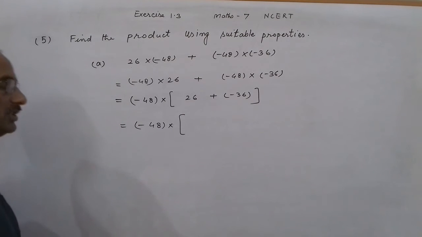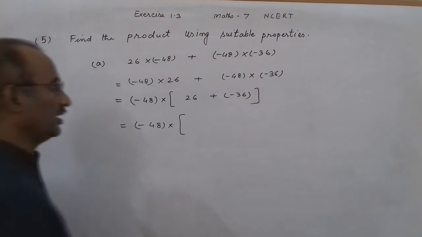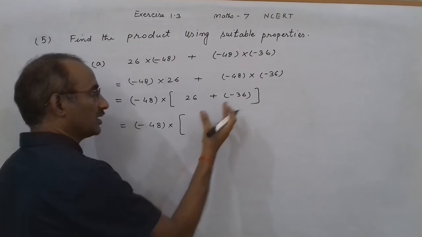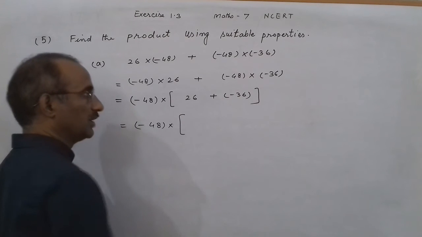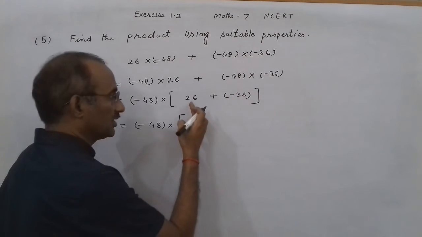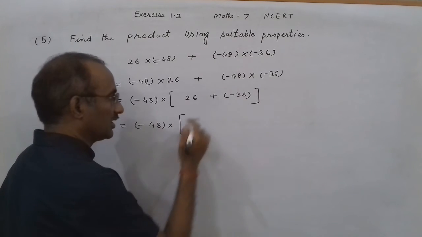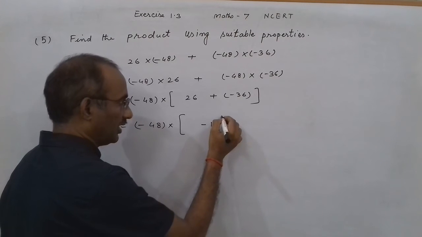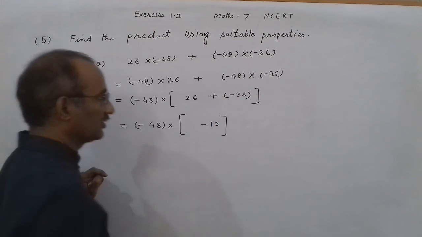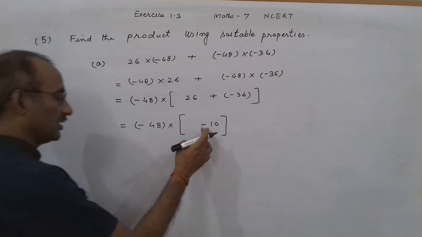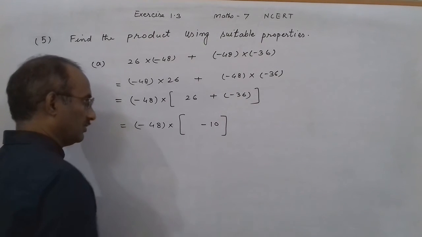Here we have a positive integer and a negative integer. So to find the sum of these two integers, we have to subtract 26 from 36. If we subtract 26 from 36, we get minus 10 as the difference of minus 36 and 26. So our answer is minus 10.